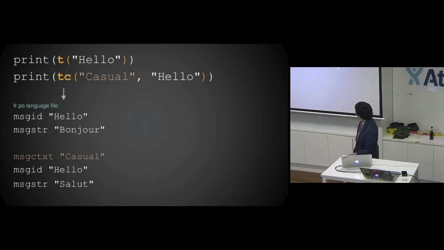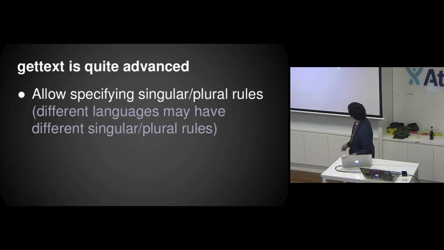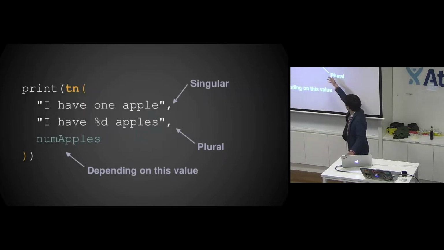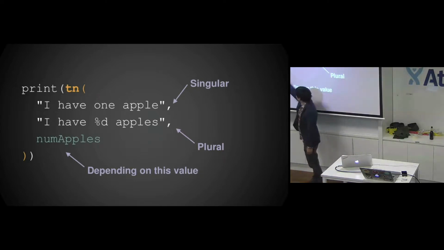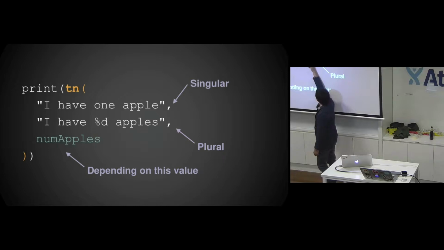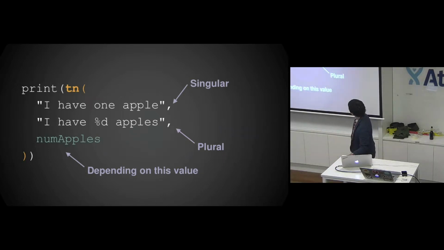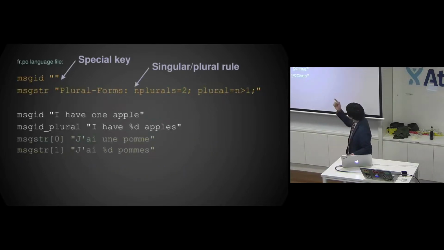Another feature is that gettext allows us to specify singular and plural rules. For example, in this case, we have a singular and a plural form, and depending on this value, we will pick the singular or plural form. gettext allows us to do that. In the language file, at the header, we can specify this rule.